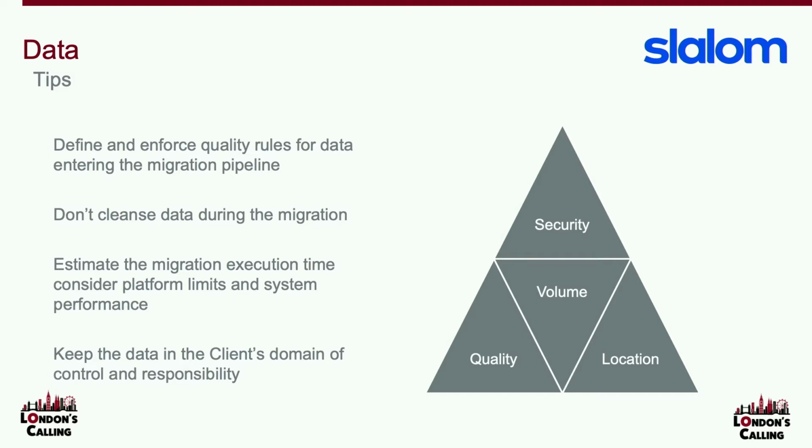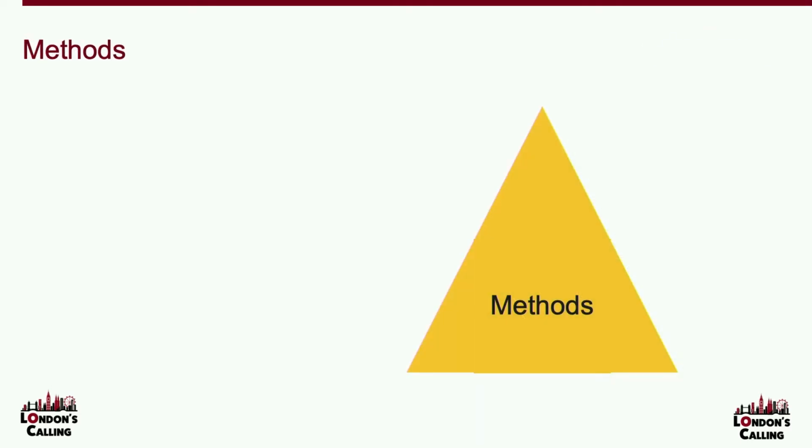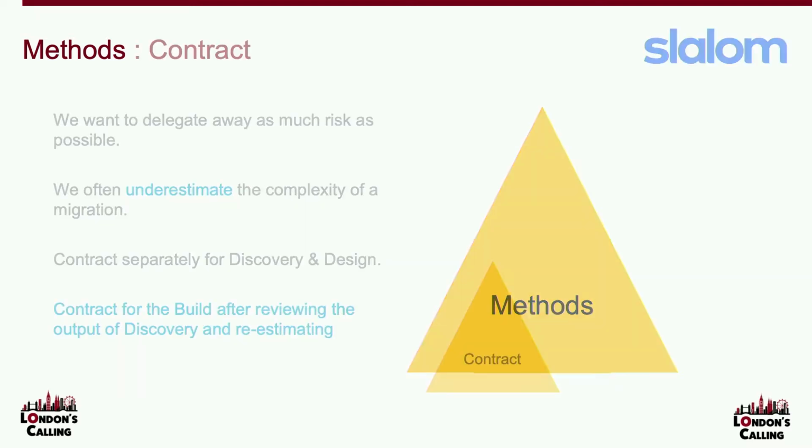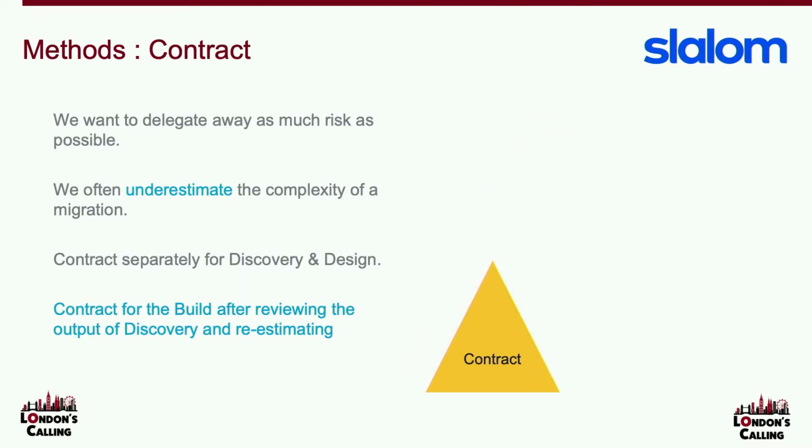Okay, so that's the first set of features. Let's talk now about methods, the next part of our pyramid. First up, I'd say, is the contract.